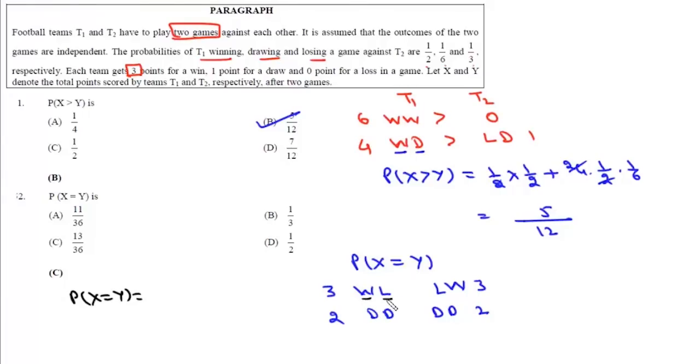a win and a loss. Now which one is a win? So it will be 2C1, and probability of winning is 1/2, and probability of losing is 1/3, plus now both draws, it is 1/6 into 1/6. Now this 2 and 2 will cancel. Now this is 36, 12 plus 1, 13. So this value will be 13/36, and that's your option C.